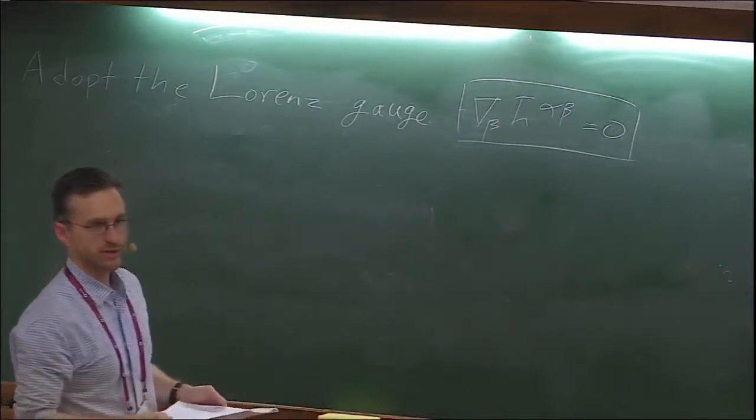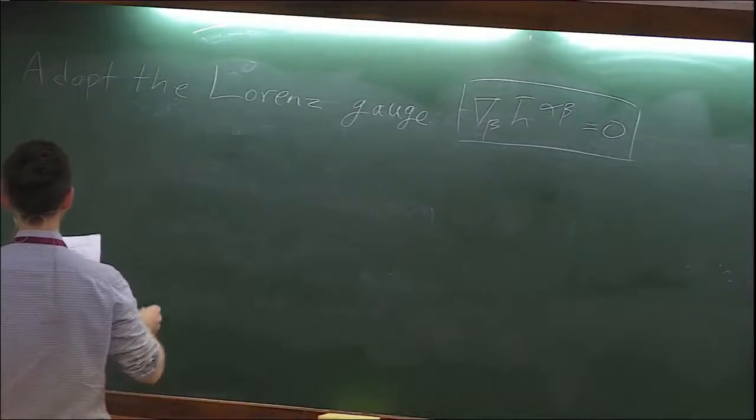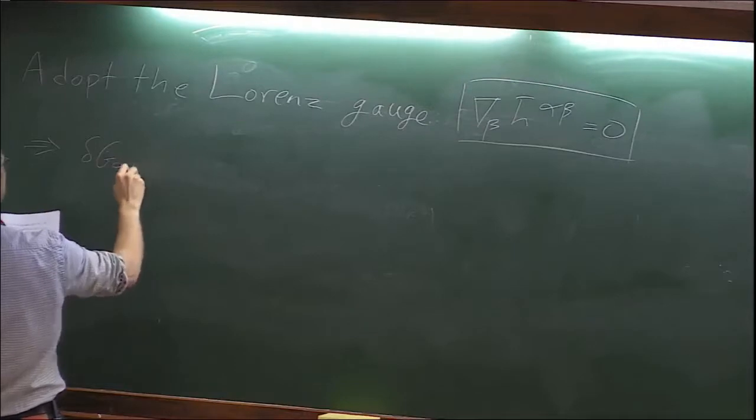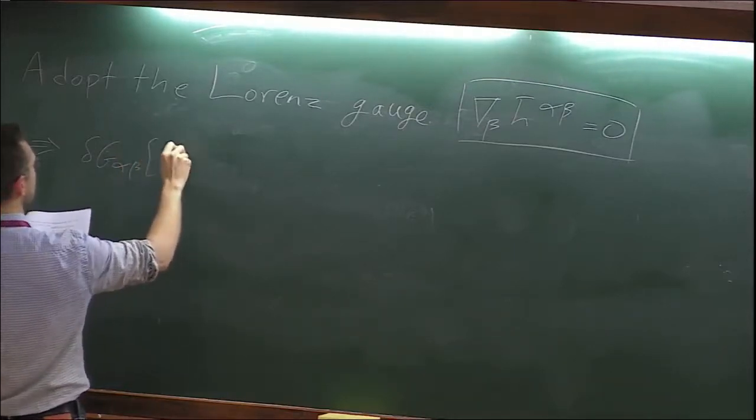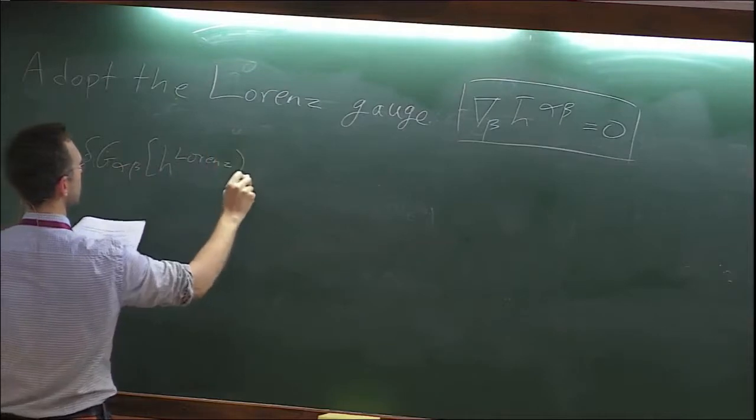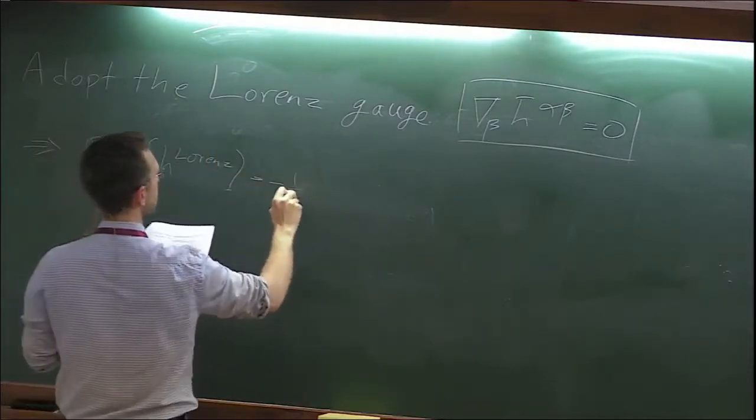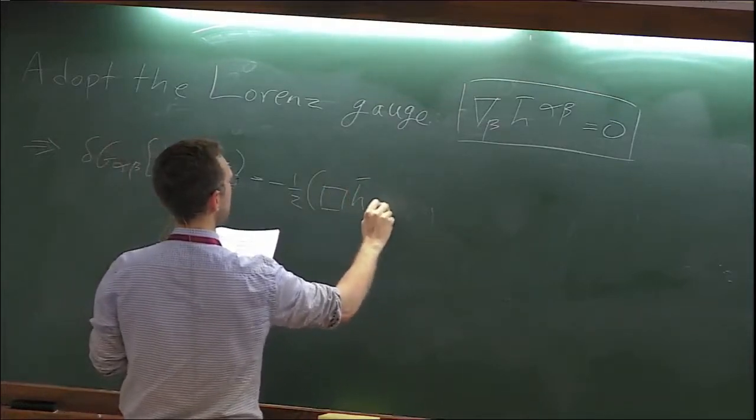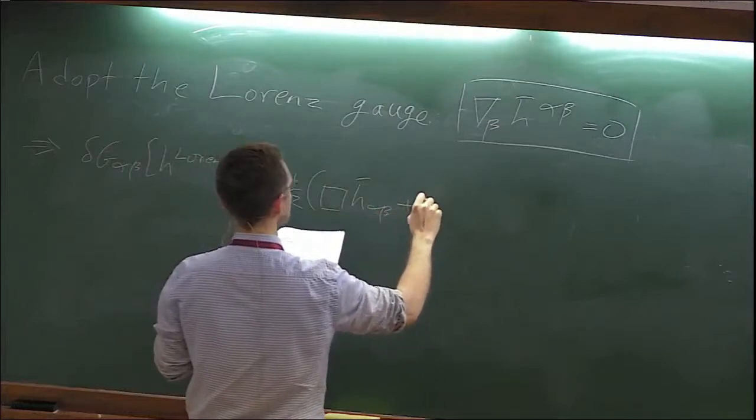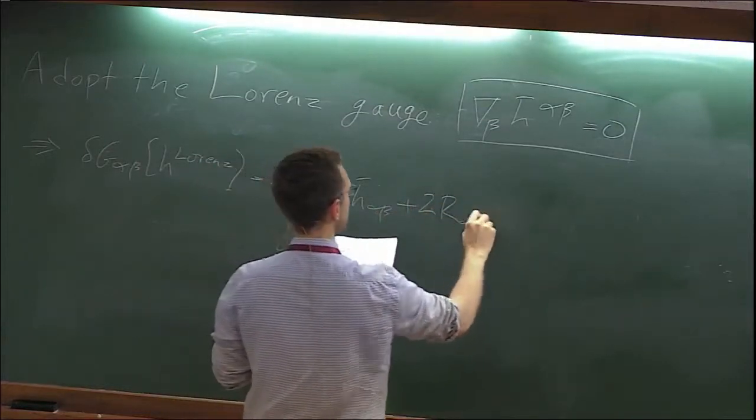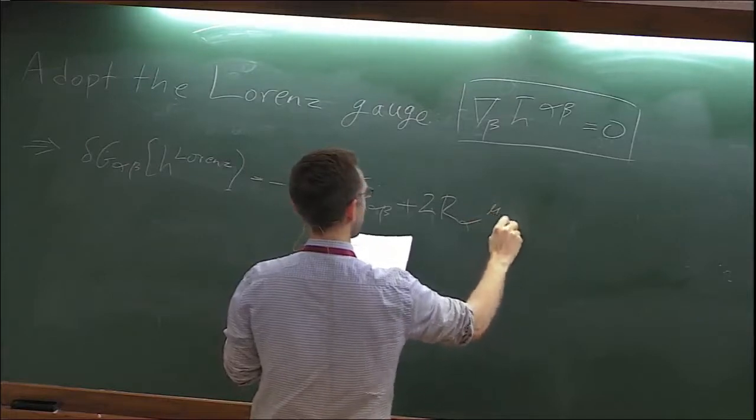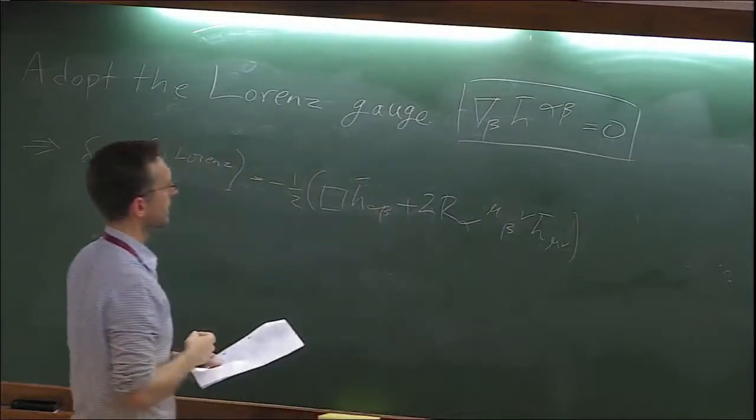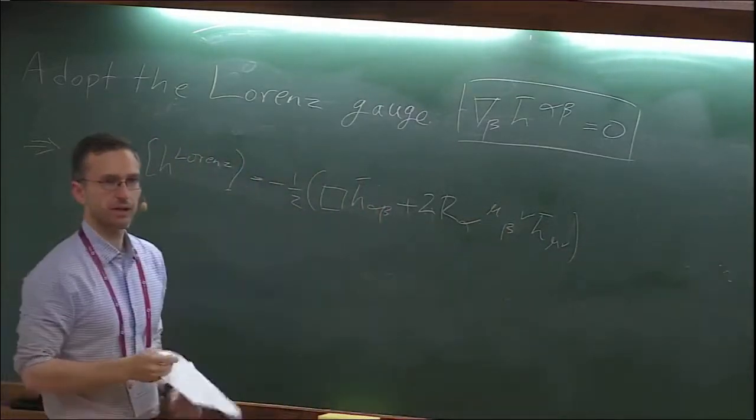So if we go back to our explicit expression for delta G, and put in that gauge condition, what we get is minus a half times the box of h bar alpha beta plus 2 times Riemann curvature, so it's a fairly simple expression for the linearized Einstein tensor.